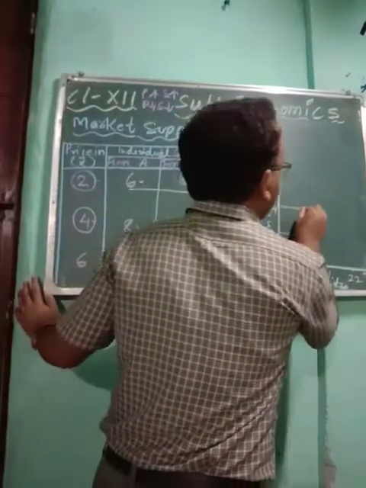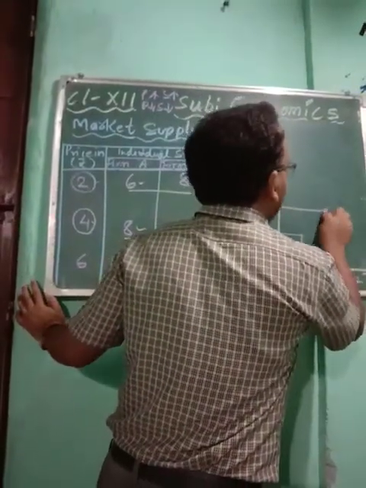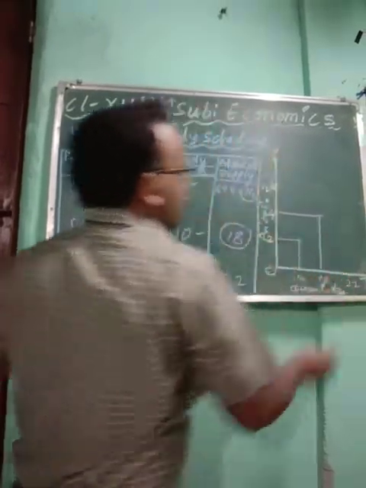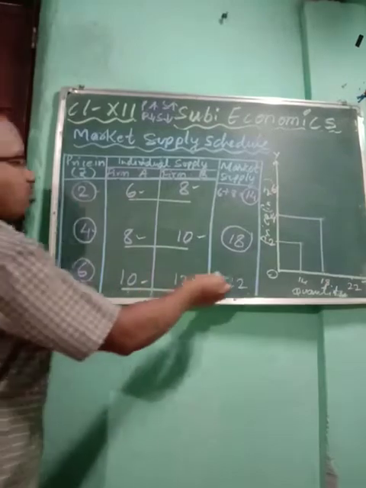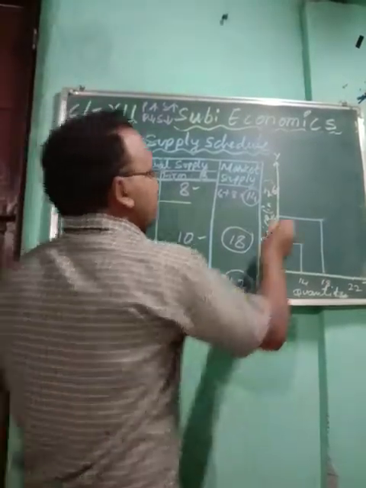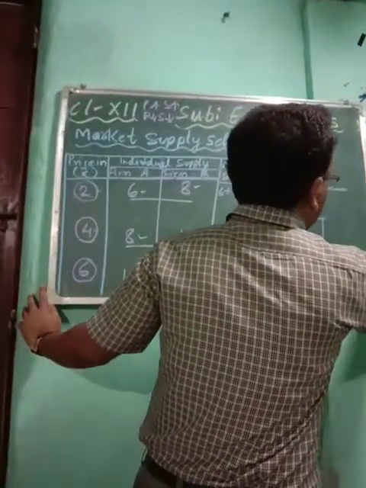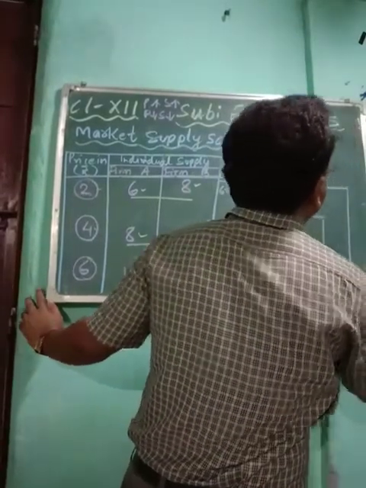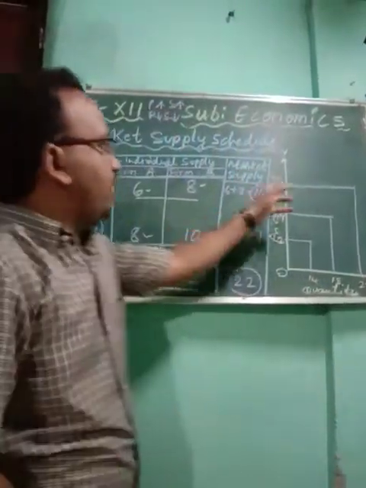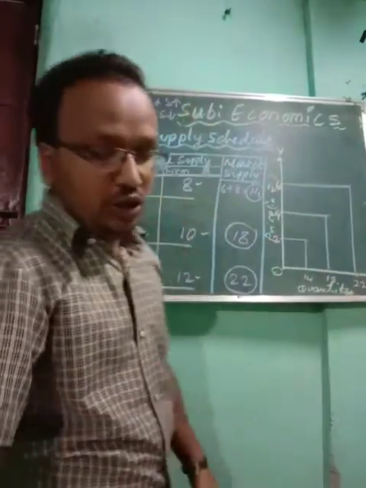So when price is 4, the quantity supplied is 18. When the price increases further to 6, your total quantity supplied increases to 22. That is, price is 6, quantity supplied is 22.